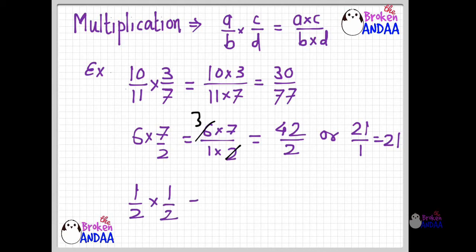Let's say one more example, half into half. Obviously it will be 1 by 4, right? 1 into 1 upon 2 into 2, that is equal to 1 by 4.